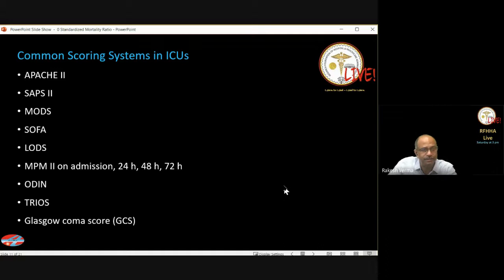In many scoring systems, you will find that Glasgow Coma score is a subset of the other scoring system. It depends on how they are designed. All of these have been validated, tested internationally, and we could choose any one. But it is a good idea to use a common one because the other ICUs are also likely to use that common scoring system, and therefore it will lend itself to better comparison.